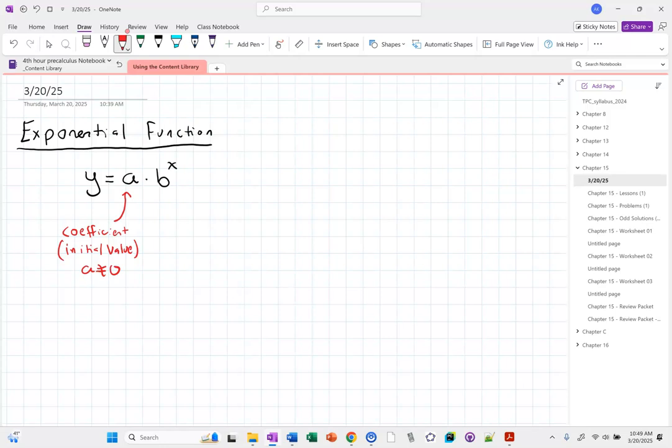Because if a was 0, 0 times anything is 0. So this would just be like a constant function, not an exponential function. That's why we're eliminating the opportunity for a to be 0. B we call the base. That's the piece with the variable attached to it in the exponent.